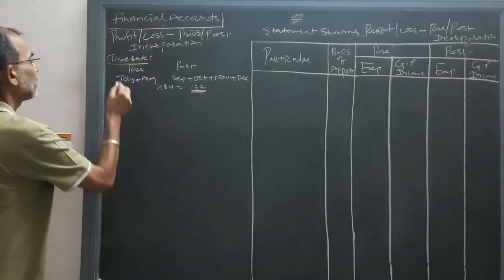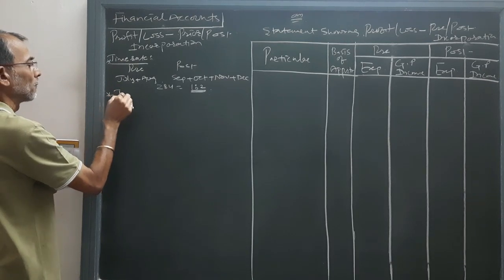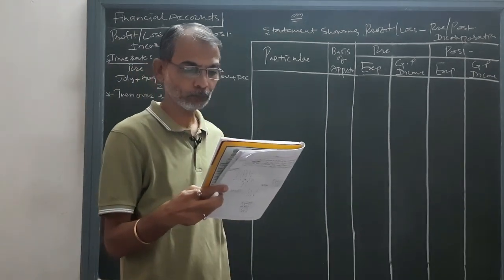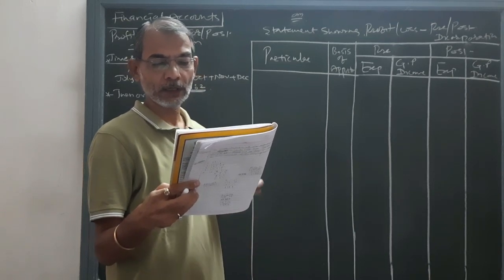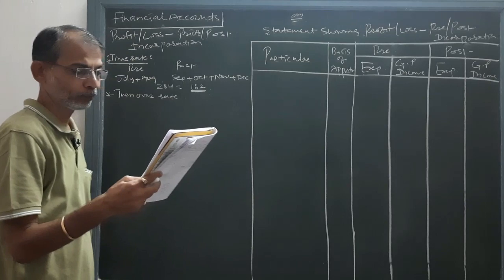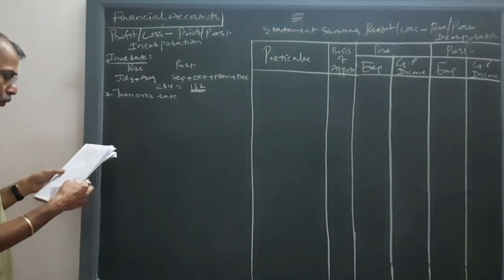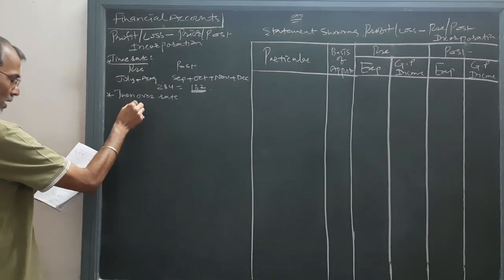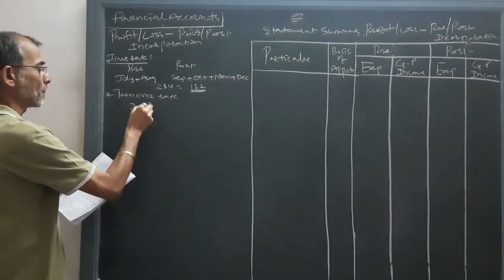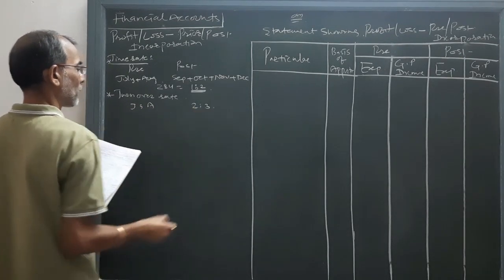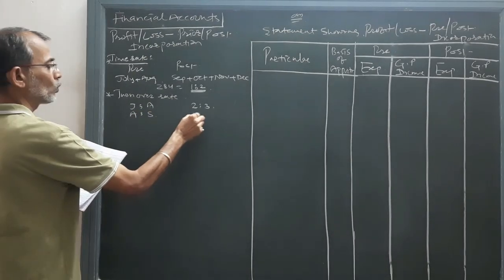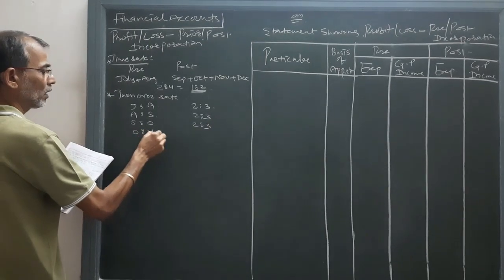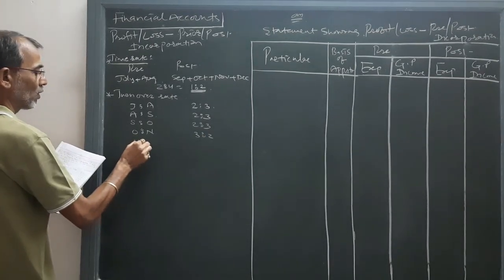While turnover ratio, it is very tricky. It is given July, August 2:3, August, September 2:3, September, October 2:3, October, November and November, December 3:2. So how is it going to be solved? July, August is 2:3, while August, September 2:3, September, October 2:3, October, November 3:2 and November, December.